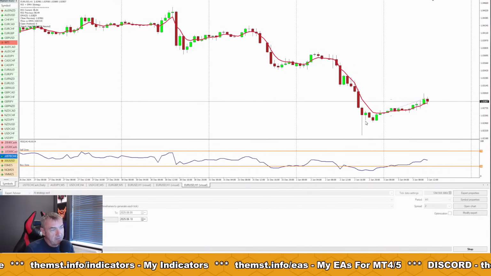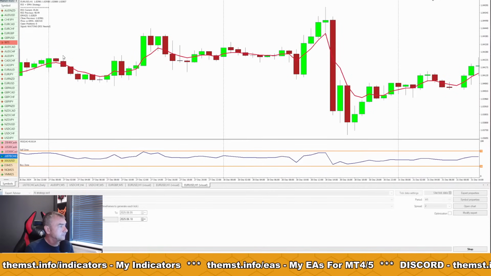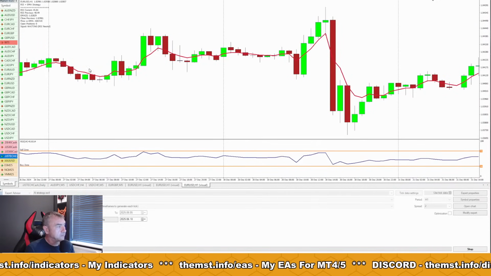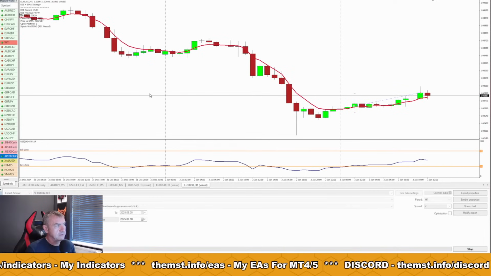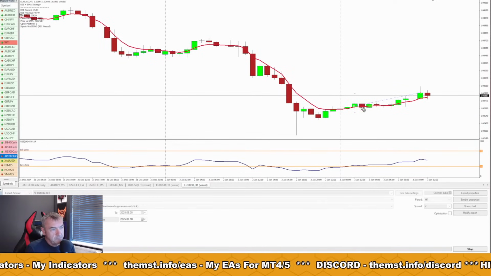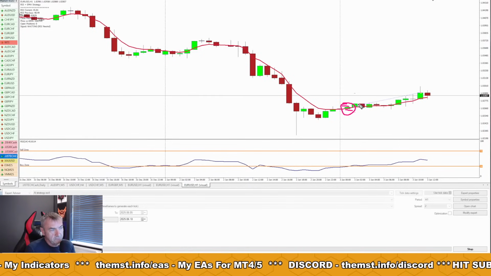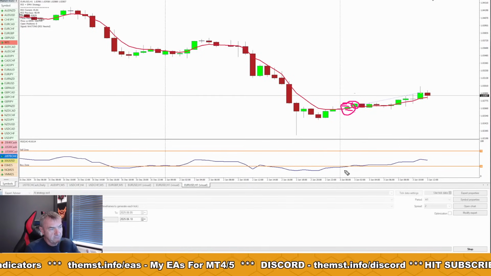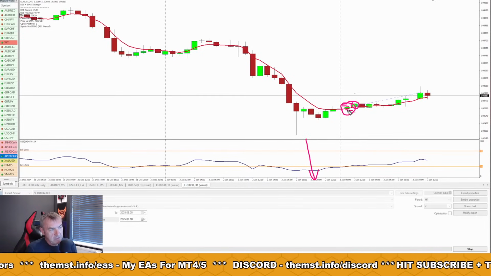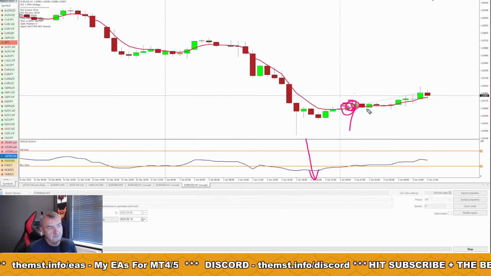Okay, so we took a long there. Oh, so it is working correctly. So it's waiting for a signal. RSI is neutral, it says. So there we go. Opened below, closed above, took a trade. So the RSI was extended below that level. That was the first close above the 5 moving average.